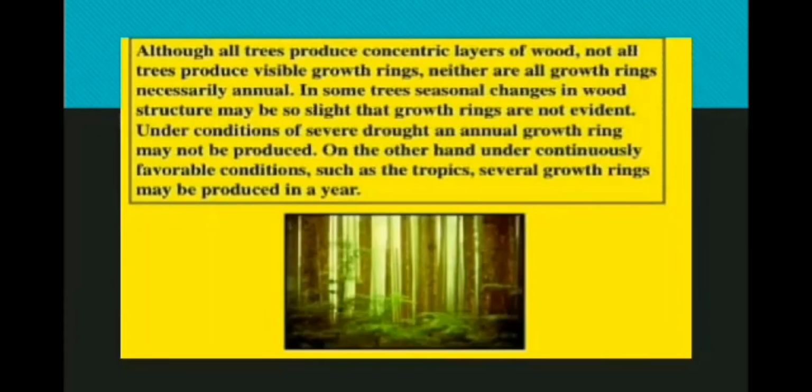Although all trees produce concentric layers of wood, not all trees produce visible growth rings. Neither are all growth rings necessarily annual. In some trees, seasonal changes in wood structure may be so slight that growth rings are not evident. Under conditions of severe drought, an annual growth ring may not be produced. On the other hand, under continuously favorable conditions, such as in the tropics, several growth rings may be produced in a year.